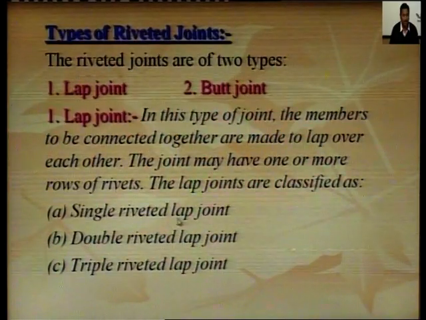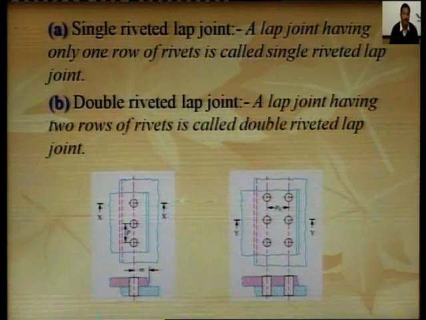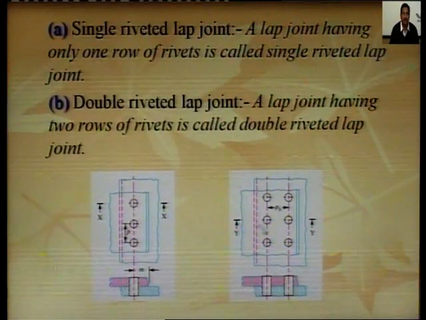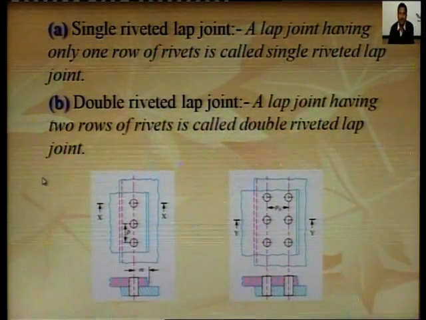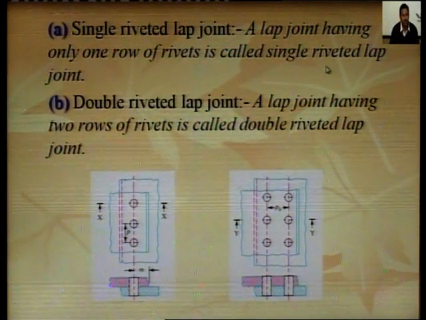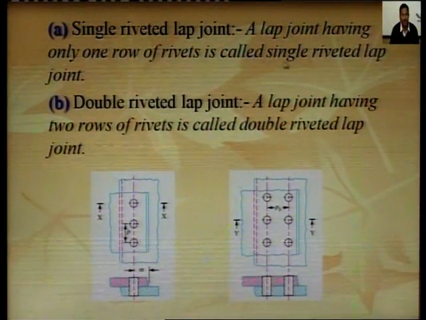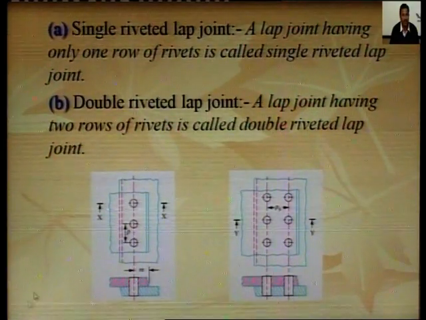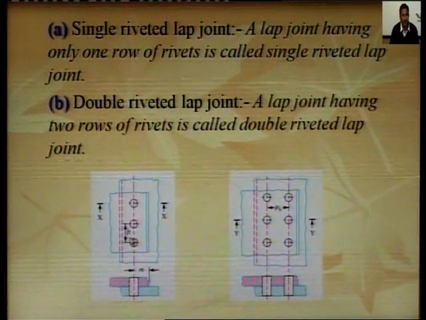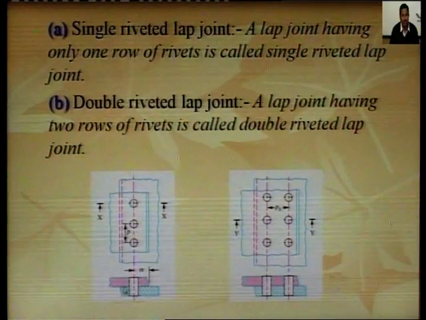Let us discuss the first one, the single riveted lap joint. A lap joint having only one row of rivets is called a single riveted lap joint. So, a lap joint which consists of only a single row of rivets is called a single riveted lap joint. This is the diagram for the single riveted lap joint. This consists of one row of rivets.